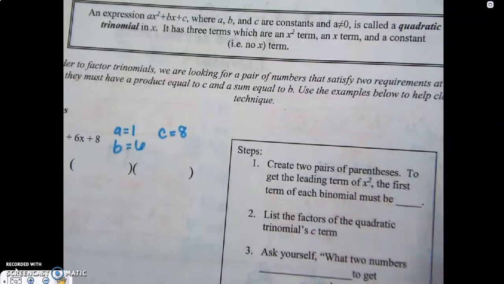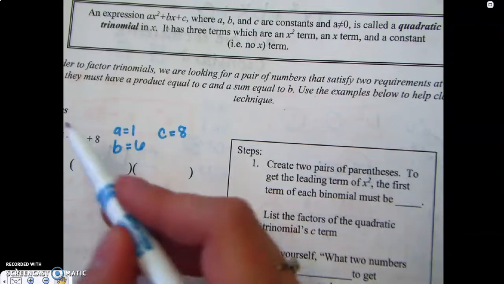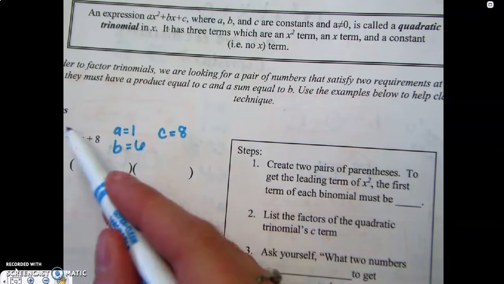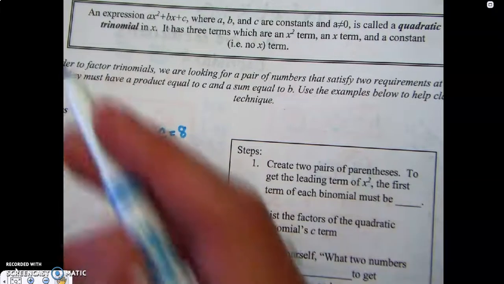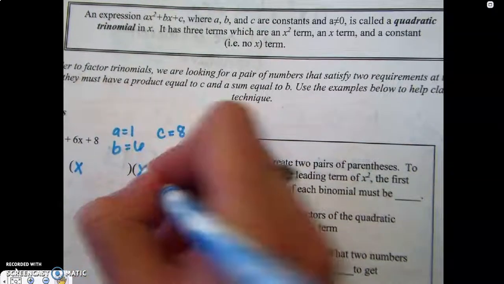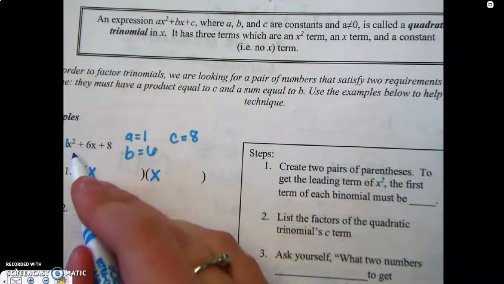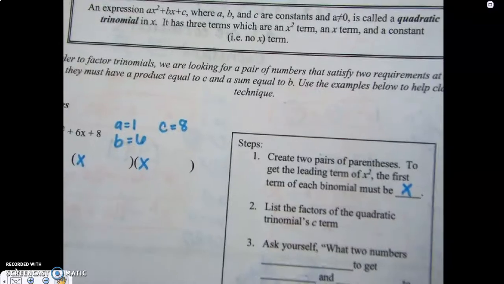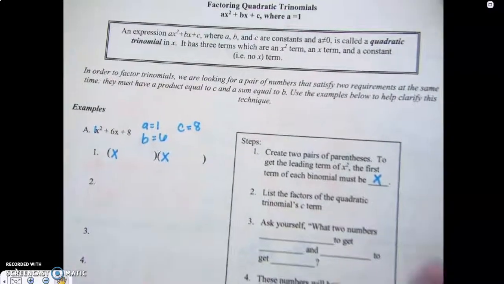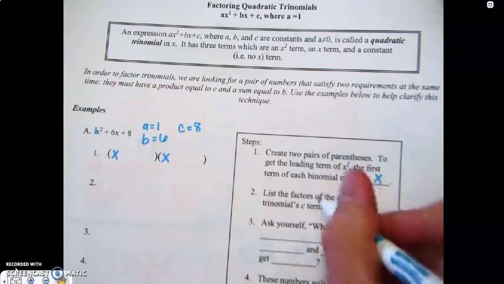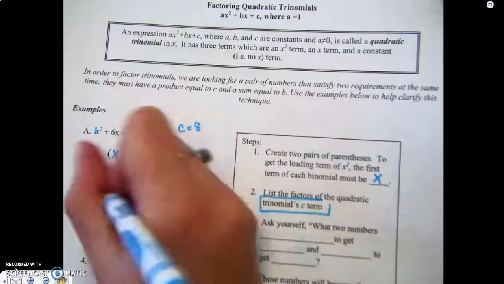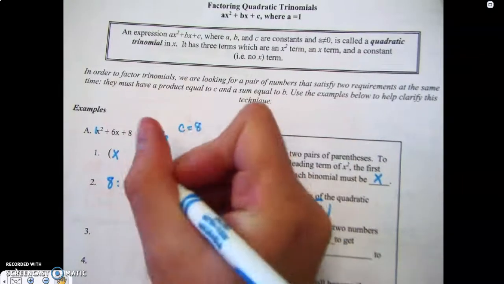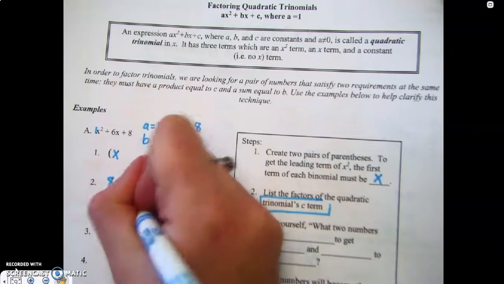So you're going to set up your parentheses first. If I were to multiply these, I need to get x squared first. So in order to get x squared, I know that this has to be x and this has to be x, because x times x would give me x squared if I distributed them. So that should be x always. And I'll zoom out a little bit. Then we did this a, b, and c part. I'm going to list the factors of the c term. So my factors of 8 are 8 and 1, and 4 and 2.